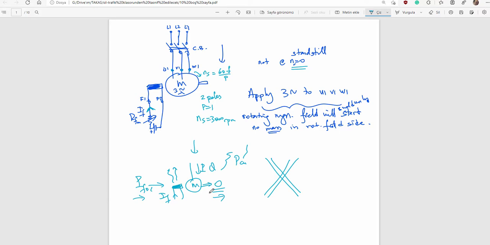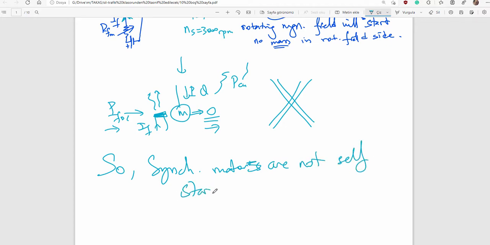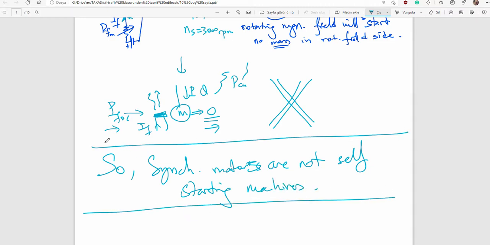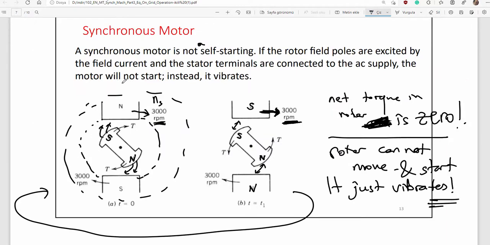Okay, how can we manage starting? So, synchronous motors are not self-starting machines. That is its natural situation. Naturally, they cannot start up itself. That is the problem we want to overcome.